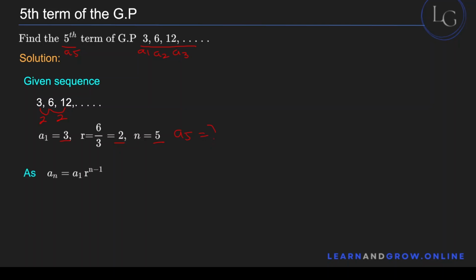So remember the formula. an is equal to a1 into r raised to the power n minus 1. We have to find an. a1 is given to us as 3, r is given to us as 2, and n is given to us as 5. We plug those values in, and when you do that, you basically get 3 into 2 raised to the power 5 minus 1. And when you do all the calculations, you find out that a5 gives you a value of 48. And that is the fifth term of this geometric progression.